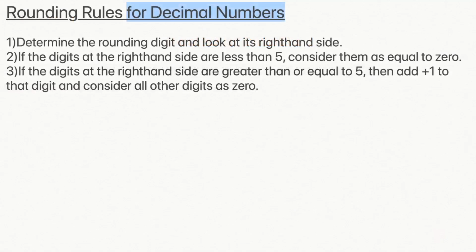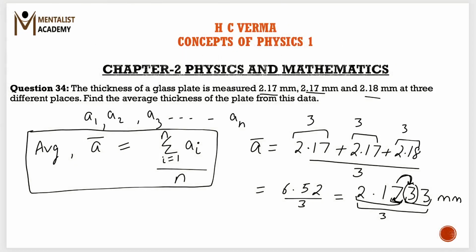Now according to the second rule, if the digit at the right hand side is less than 5, consider it as equal to 0. In our case, the digit to the right hand side is 3, which is less than 5. So we will neglect this 3 and declare our answer to be 2.17 mm.